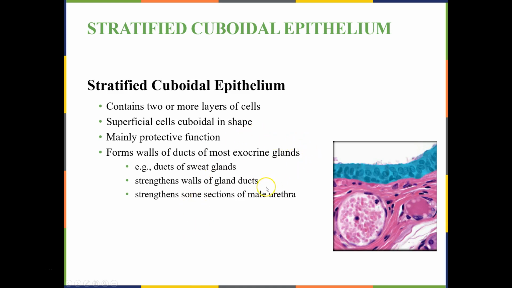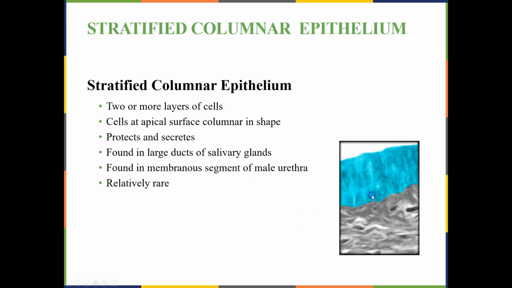Stratified cuboidal epithelium is found in most of our glandular tissue, both exocrine and endocrine glands. It functions in protection. There's not a lot of other areas. We see them in sweat glands, in other exocrine glands, as well as in the male urethra. And then stratified columnar epithelium functions mainly, again, in protection. And very rare, it's mainly found in the male urethra. So here you can see the stratified columnar epithelium.